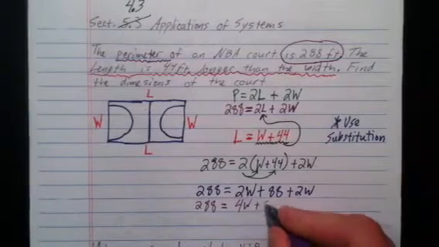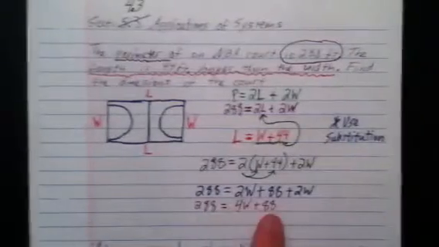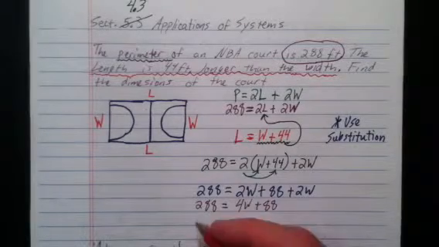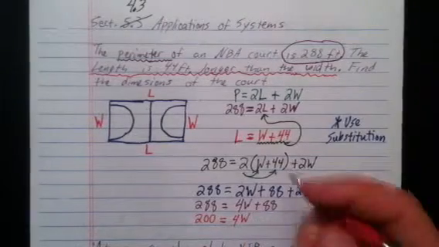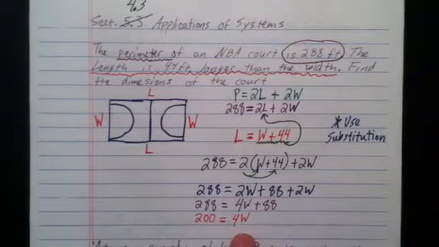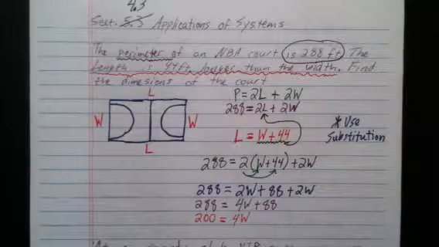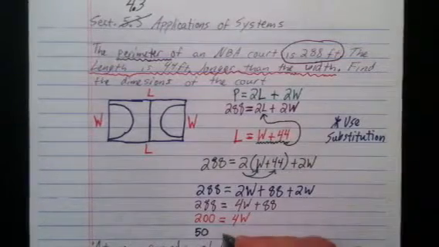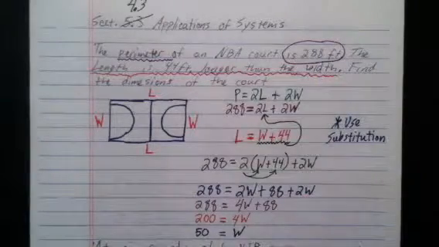So 4w plus 88. We would then want to subtract 88 from both sides of this equation. Doing that is going to give us a 200 over here and a 4w on this side. And then dividing on both sides by 4, we'd end up getting that w equals 50 feet. And I say feet because it is going to be in feet, since that's the unit we're dealing with in this problem.